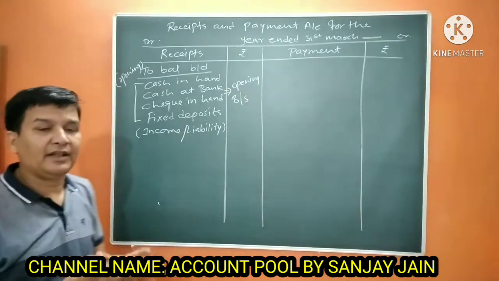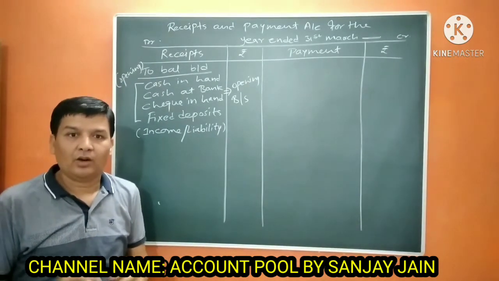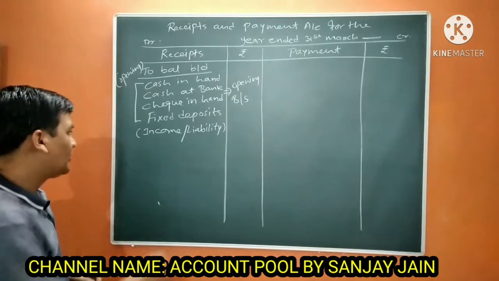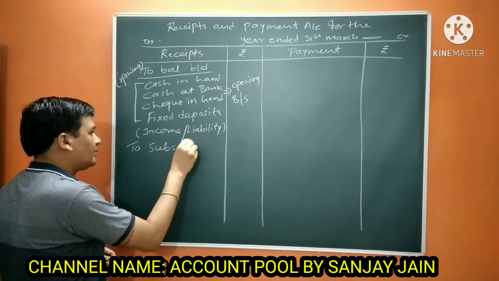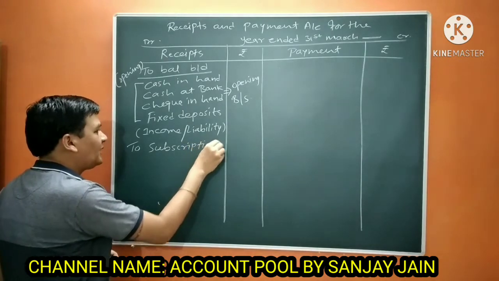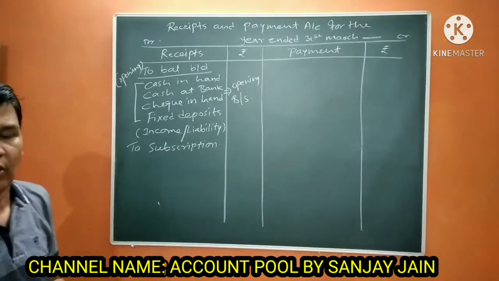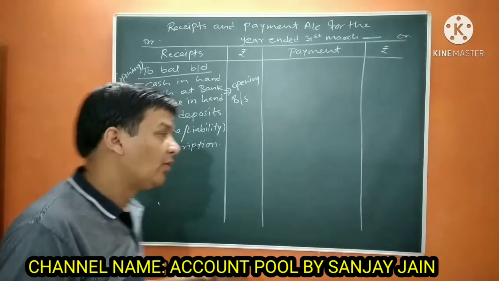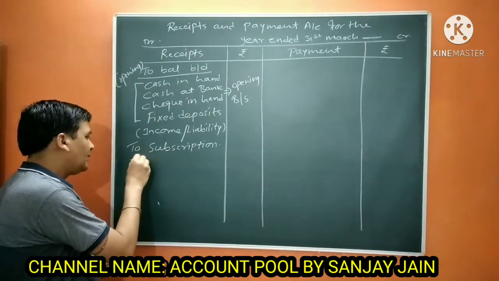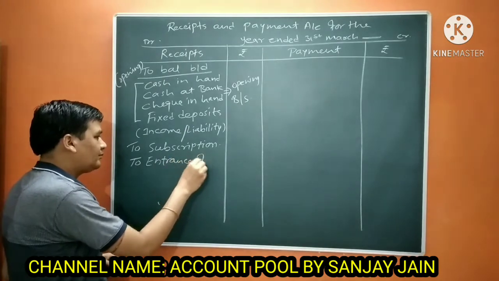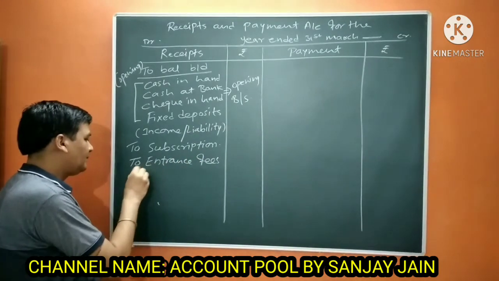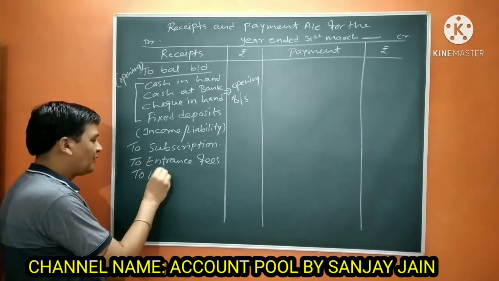So what are the main incomes of NPO? First one is subscription. Subscription is the major or main income of an NPO. Second one is entrance fees. Third one is life membership fees.